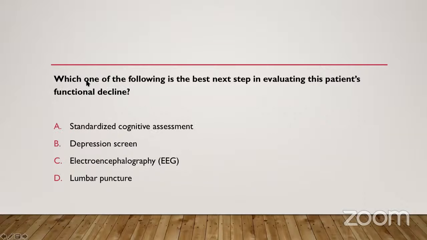The question is, which of the following is the best next step in evaluating this patient's functional decline? A, standardized cognitive assessment; B, depression screen; C, EEG; D, lumbar puncture. Can anyone solve that? I don't know, I cannot see the chat. So Heba said B and Tamadr said C.